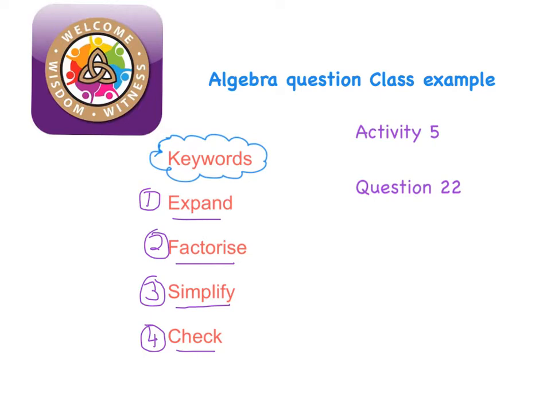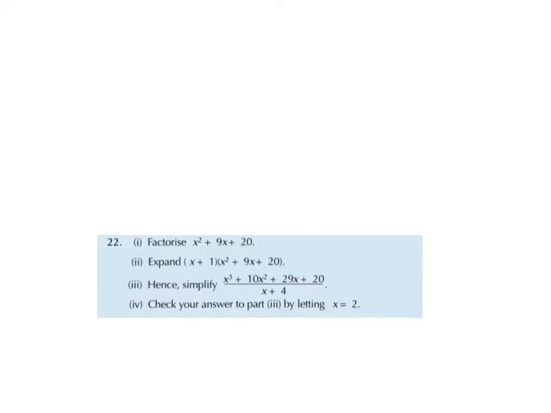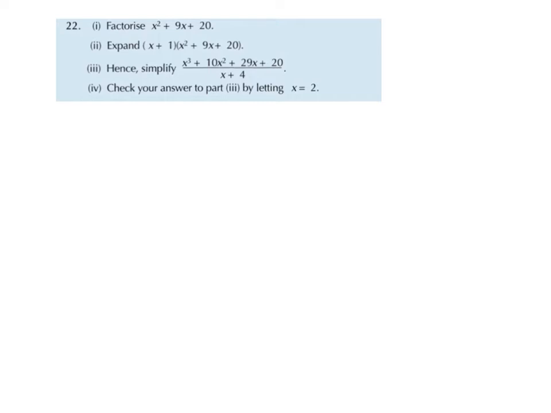Okay, so the question we're looking at today is a question that incorporates every single one of these keywords. So factorise, expand, simplify and check. So we're going to start off with number 1 here, which is factorise. So it says factorise the question x squared plus 9x plus 20.